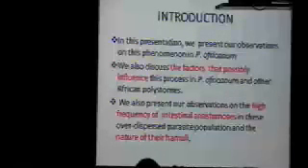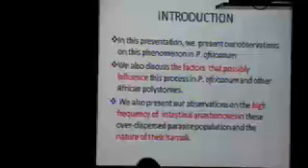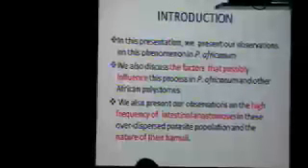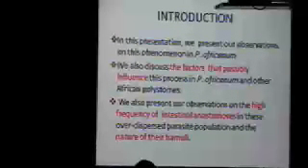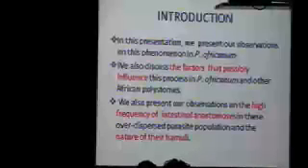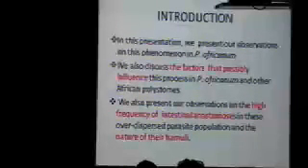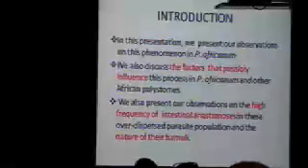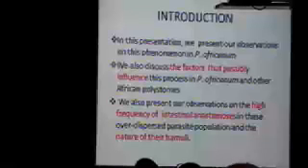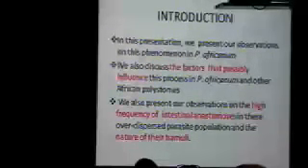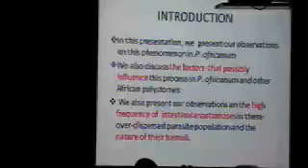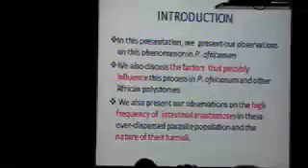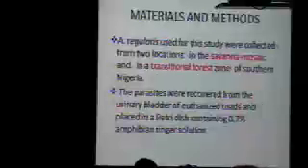In this presentation, we are going to make our own observation of what we've seen in Polystoma africanum. And we're going to also look at the factors that we think influence the process in these parasites, and maybe other African polystomes in which we have made some other observations. And we also observed that there's a high frequency of intestinal anastomosis in this group of parasites, and there are some remarks we also want to make about the nature of their hamuli.